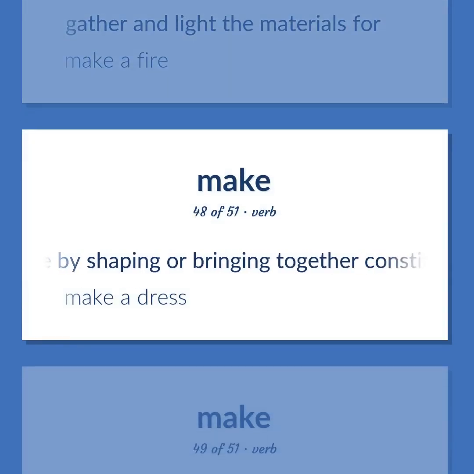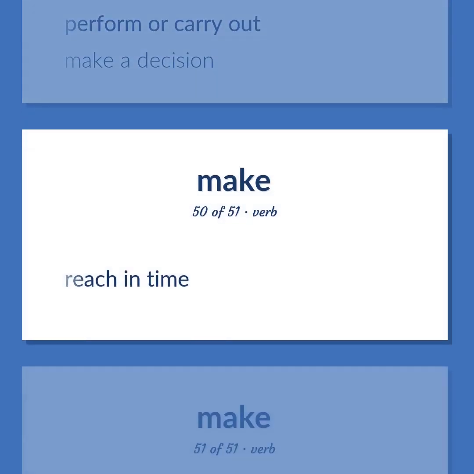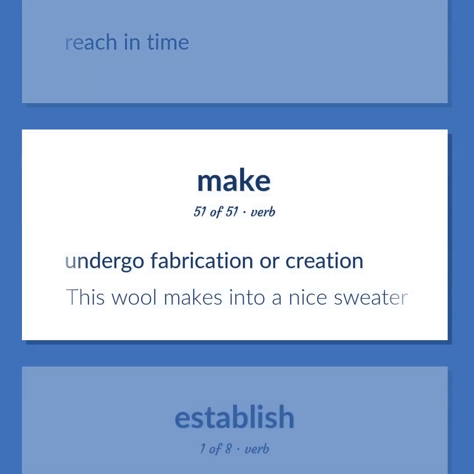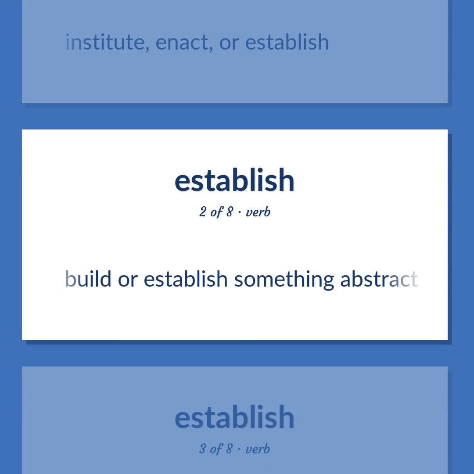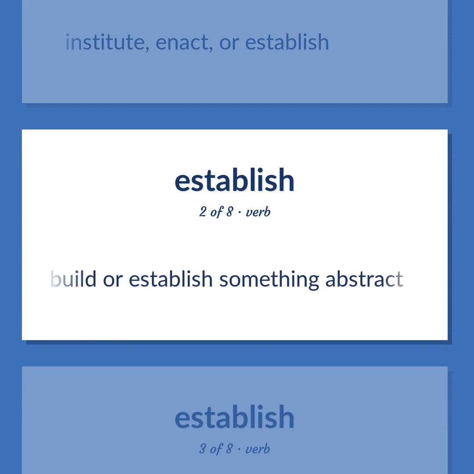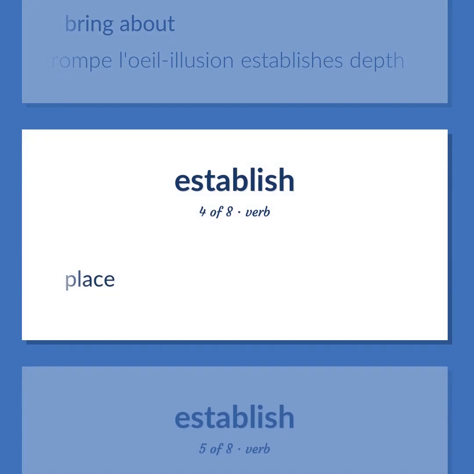Make by shaping or bringing together constituents. Make a dress. Perform or carry out. Make a decision. Reach in time. Undergo fabrication or creation. This wool makes into a nice sweater. Institute, enact, or establish. Build or establish something abstract. Bring about. The trompe-l'oeil illusion establishes depth. Place.